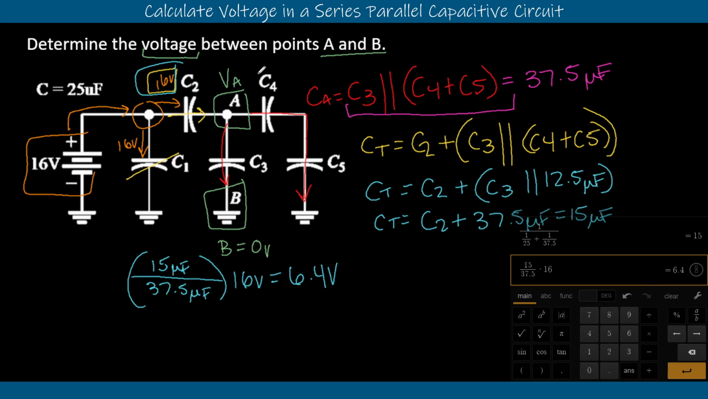That is the voltage at node A up here, 6.4 volts. That means that C4 and C5 both get 6.4 volts that they're going to share, and C3 gets a voltage drop of 6.4 volts because of this node voltage.